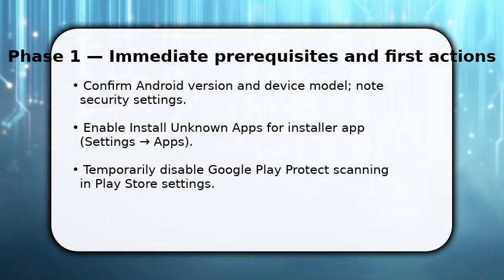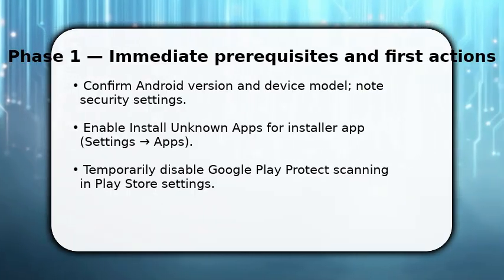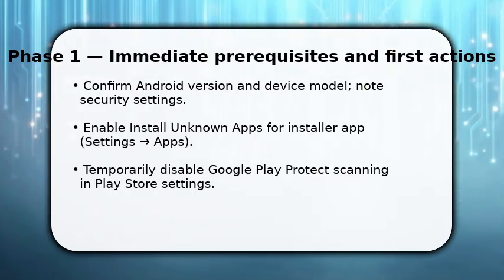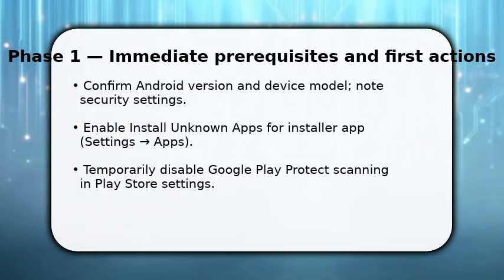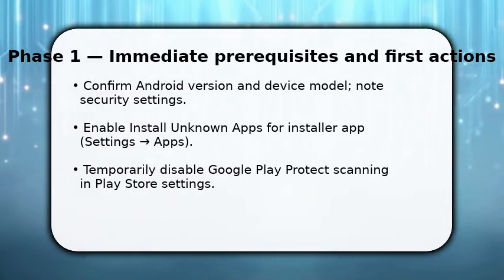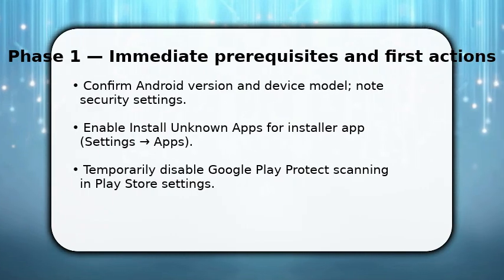Next, open Google Play Store, go to Play Protect, and temporarily pause scanning. Once done, you reduce false blocking. Make sure the app source is trustworthy, because disabling protection increases risk, but it lets the installer proceed.